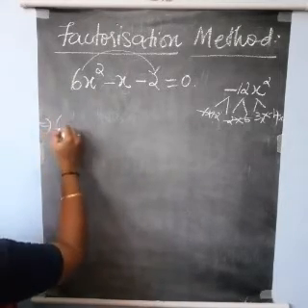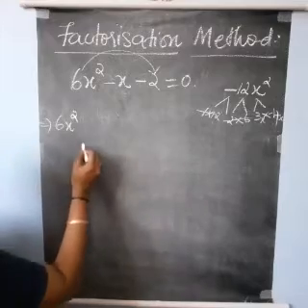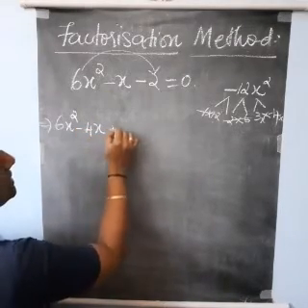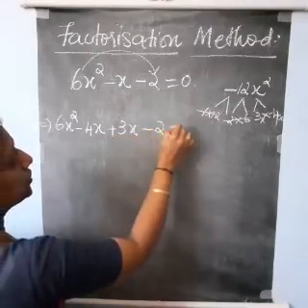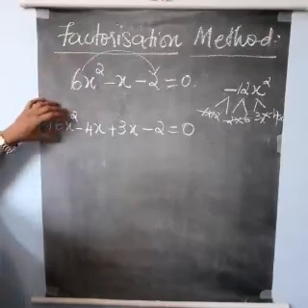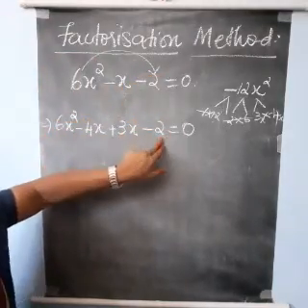So this will be 6x squared, then minus 4x, plus 3x minus 2 equal to 0. So what have I done? The first term I have written as it is. The third term I have written as it is.